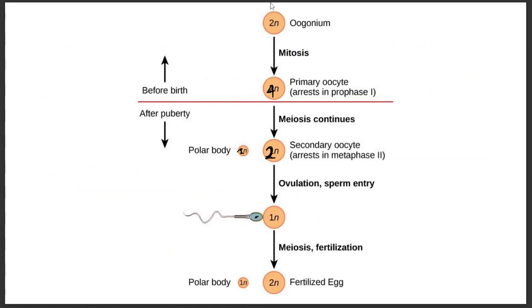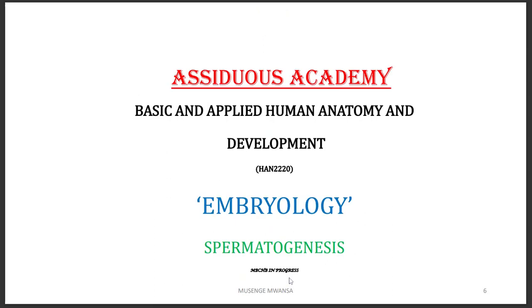You have first the primordial germ cells converted into oogonia in the ovary, which has got 2N. Oogonia after meiosis will go into primary oocyte, which has got 4N. And then the primary oocytes will go into secondary oocyte, which has got 2N. And then the secondary oocyte will go now into a mature oocyte, which has got 1N. Mature oocyte, if it is fertilized, you're going to have 2N, because 1N is coming from the sperm and then 1N is coming from this ovum.